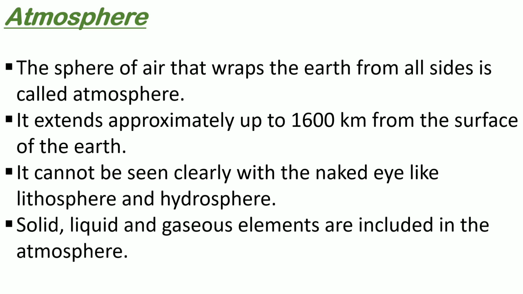The sphere of air that wraps the earth from all sides is called atmosphere. Now, atmosphere is a sphere which is wrapping the earth from all the sides, so it is filled with air. It extends up to approximately 1600 kilometers from the surface of the earth. So there are actually various layers in the atmosphere, extending up to 1600 kilometers from the surface of the earth.